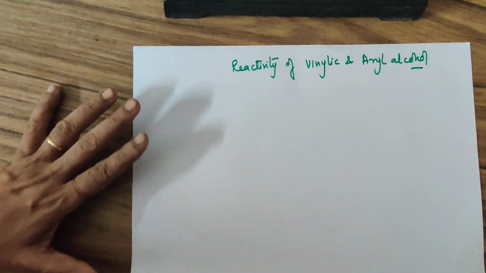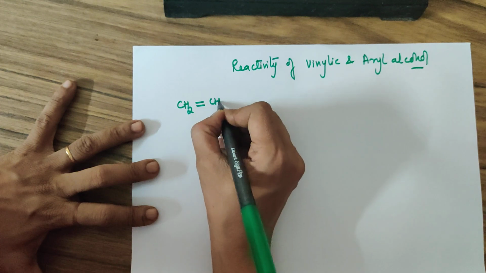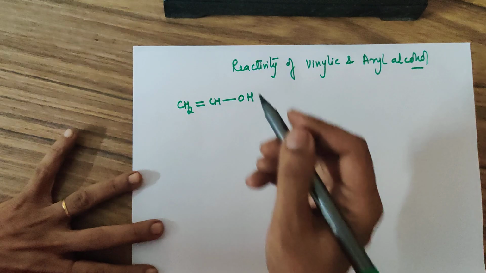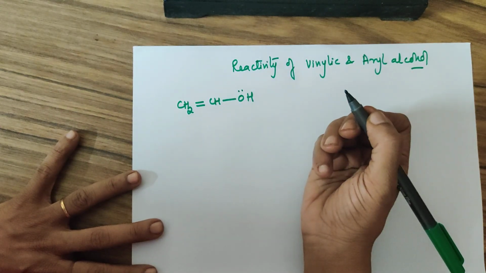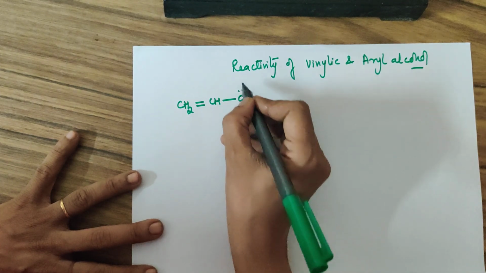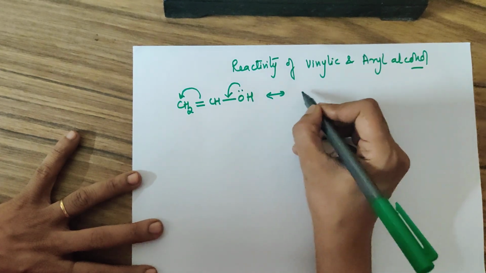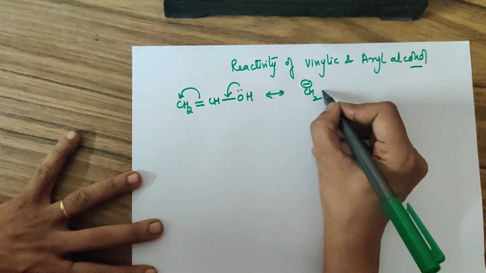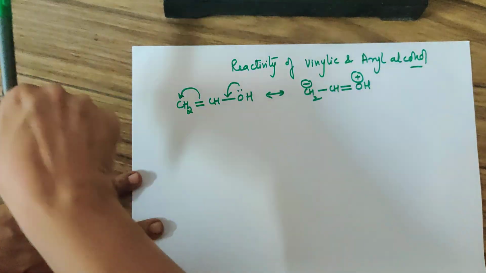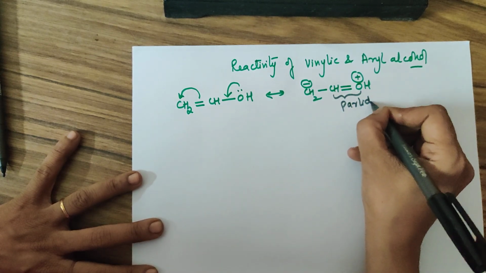Let's talk about the reactivity of vinylic and aryl alcohol first. Now this is your vinylic alcohol. In this case, you have an OH bonded here. This is an sp2 hybridized carbon, so this OH cannot easily leave. In fact, it has a resonating structure like this, where you can see that this particular bond has developed a partial double bond character.